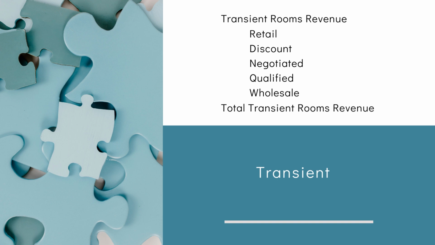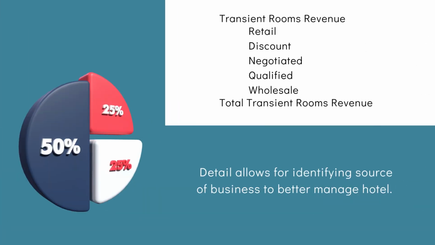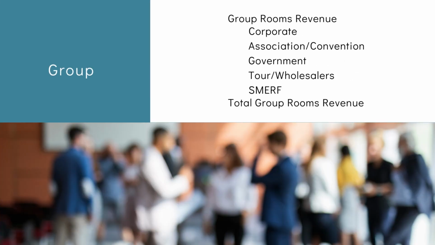Why the extra complexity, you ask? Well, it's all about giving management a clearer picture of their business. This breakdown helps them see the sources of their revenue with a magnifying glass. Let's move on to the next revenue category: group rooms revenue.